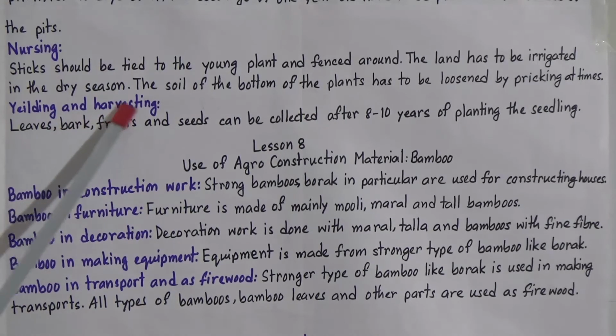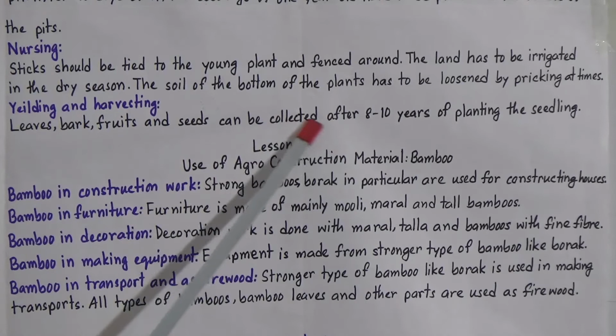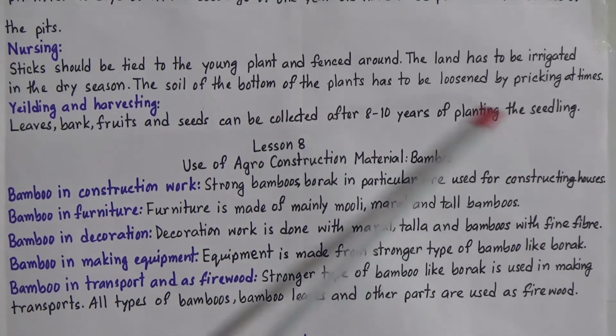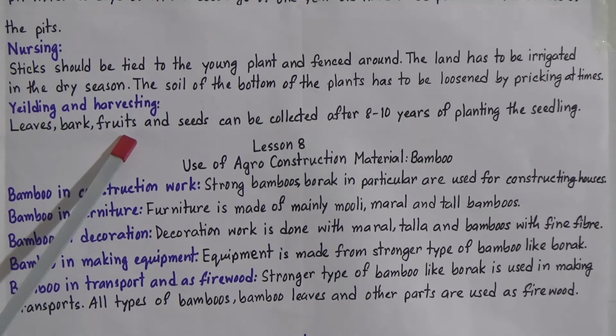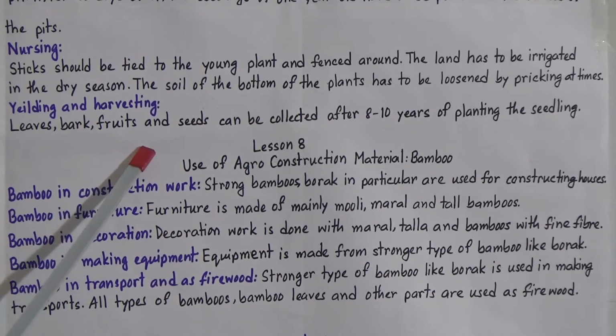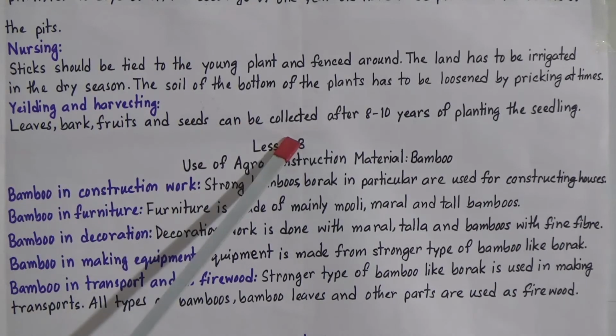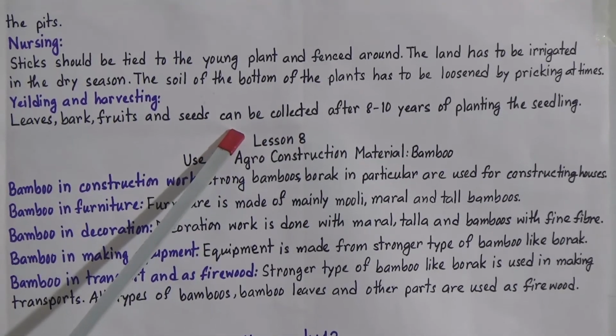Now yielding and harvesting. Leaves, buds, fruits and seeds can be collected after 8 to 10 years of planting the seedling. And why do you collect it? Because it is a medicinal plant and we can use it to cure diseases and for several purposes.